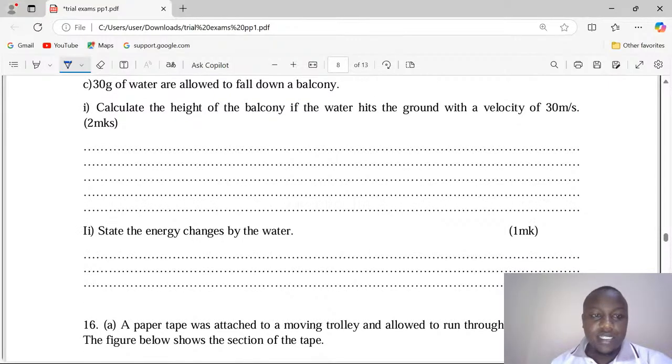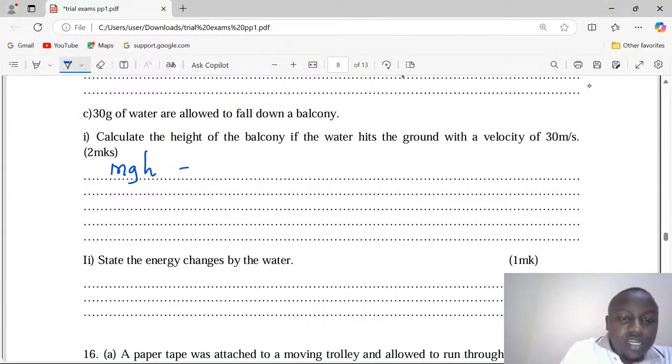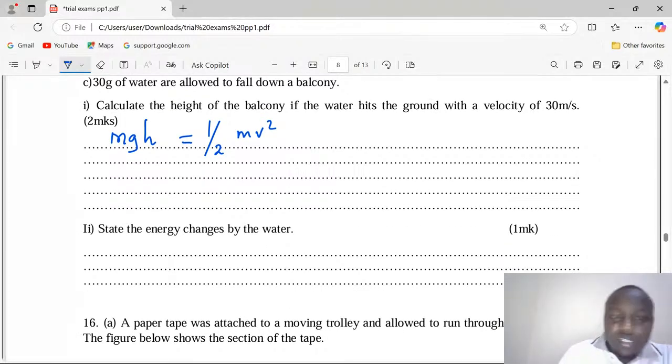Part 1, calculate the height of the balcony if the water hits the ground with a velocity of 30 meters per second. So we can use the change in energy. The gravitational potential energy lost equals the kinetic energy attained. That's how we give kinetic energy, and this is how we give gravitational potential energy.